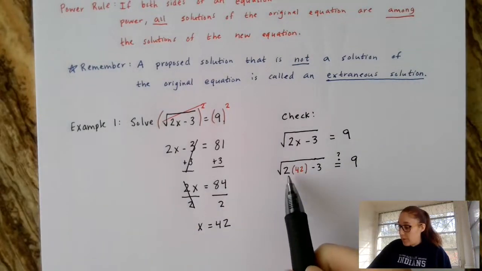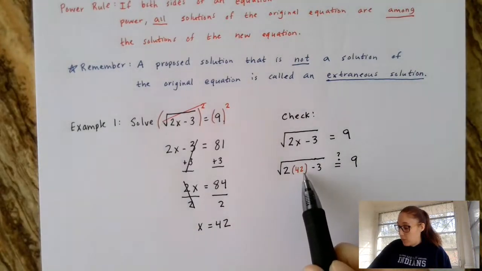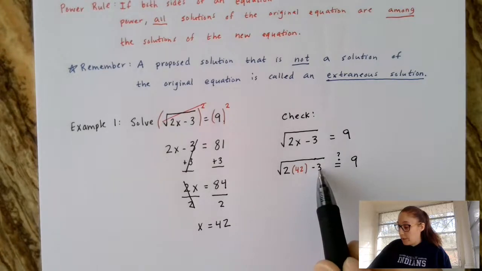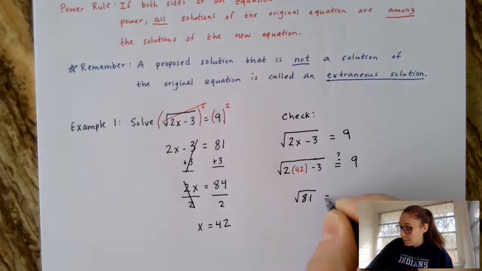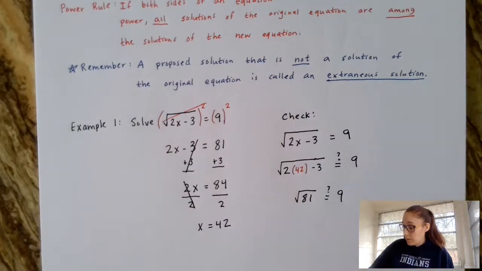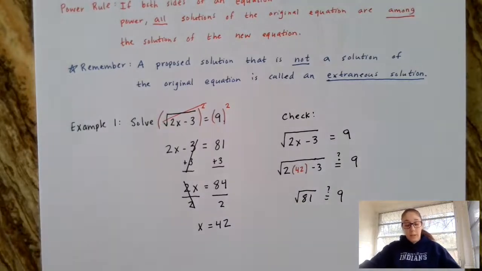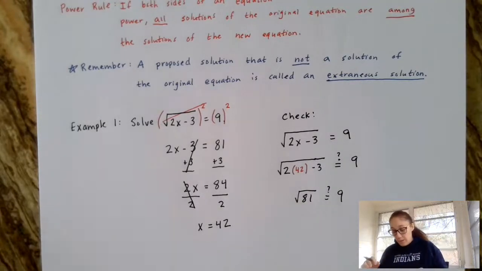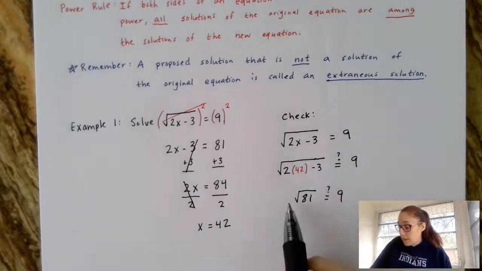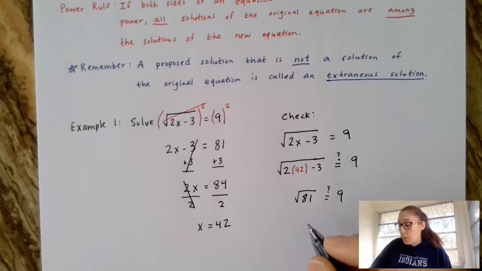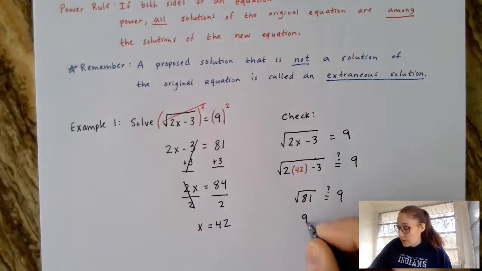Alright, so let's go ahead and do the math. So 2 times 42 is 84, and 84 minus 3 is 81. So the square root of 81, alright, well the square root of 81 is technically plus or minus, right? Positive or negative 9. But we're just going to take the positive value for it, because they're not specifically telling us to take the negative answer, or else they would have a negative out here. So you can assume we want the positive answer. So this is 9, and that does equal 9.